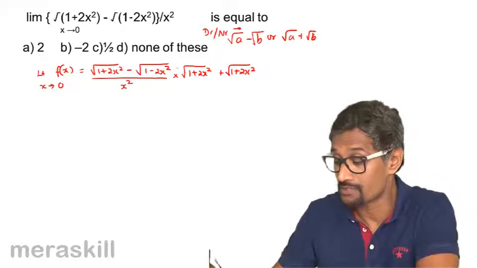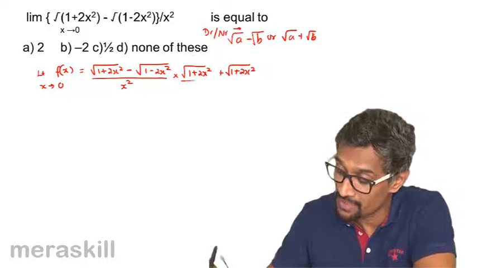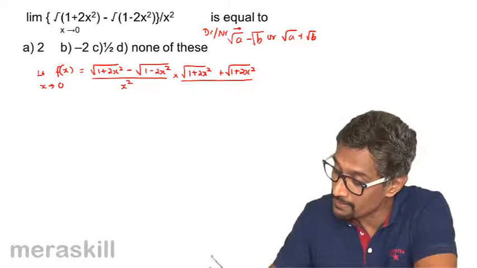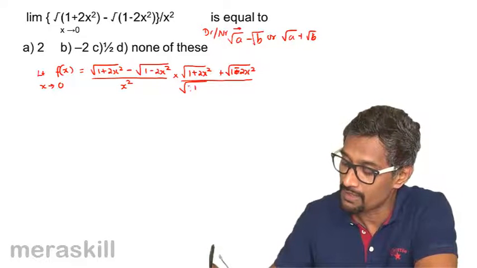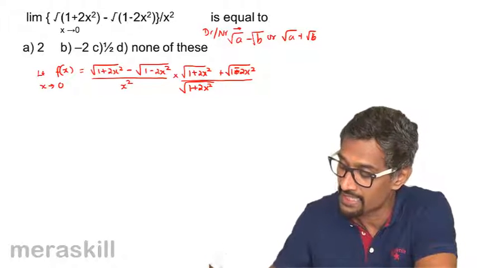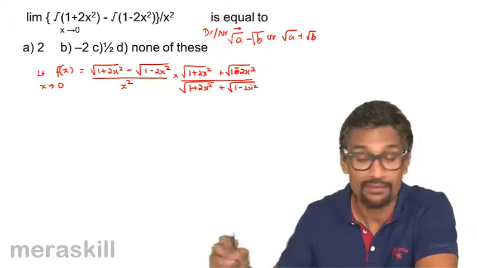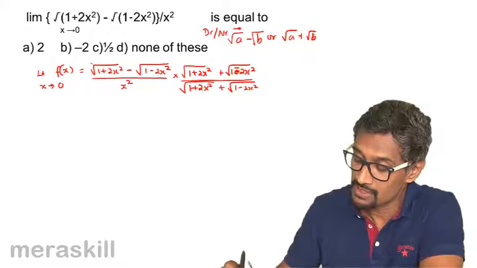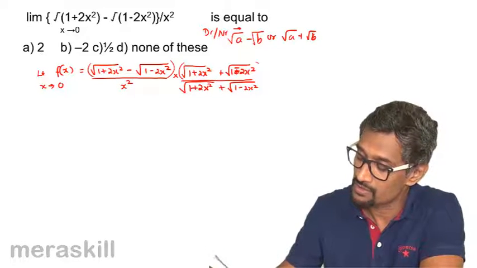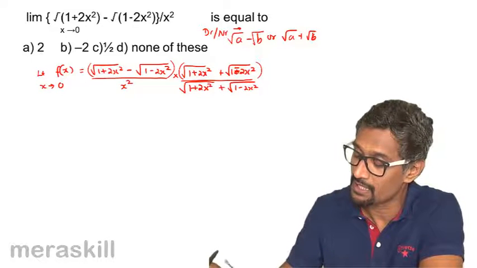Right. But since you multiplied the numerator, to nullify the effect, the denominator has to be multiplied by the same. Remember, we have changed this sign, not the sign inside. So we get plus root 1 minus 2x square. Now this is in the form a minus b into a plus b.